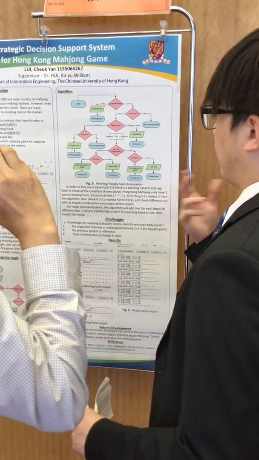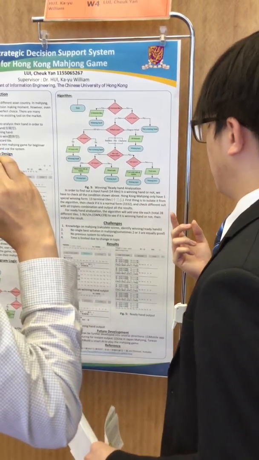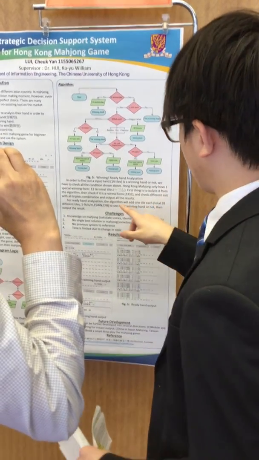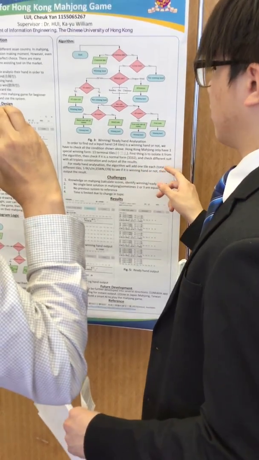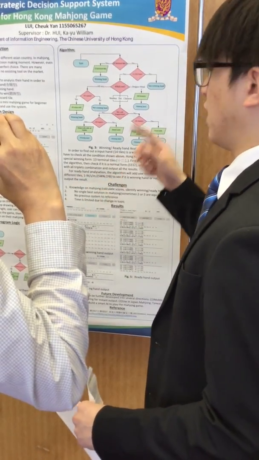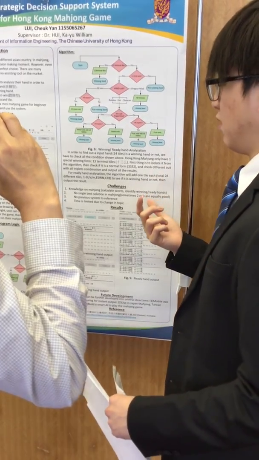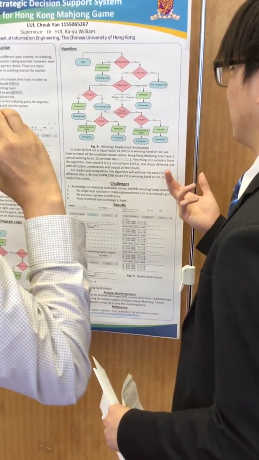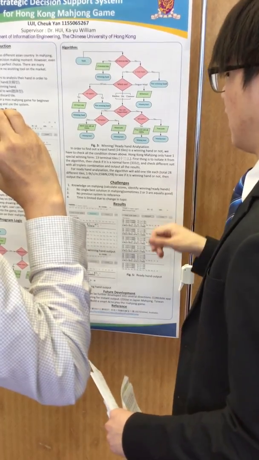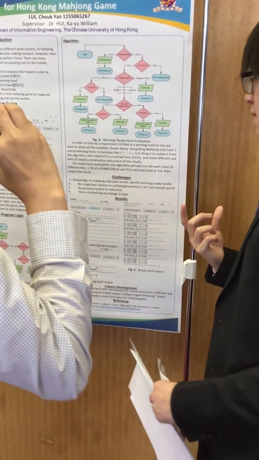For the ready hand, the algorithm will add one tile each, a total of 28 different tiles. We add them one at a time to check whether it is a winning hand or not. If yes, then it will output that particular tile and the form of the winning hand.